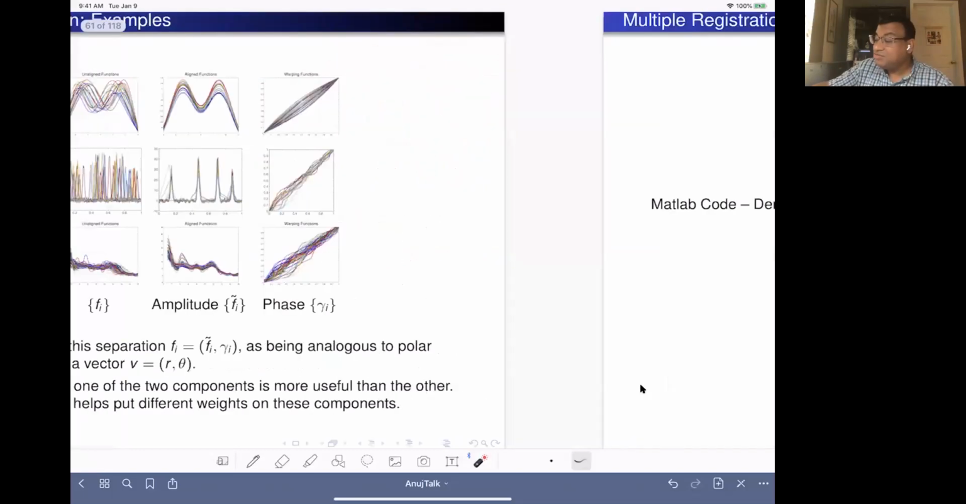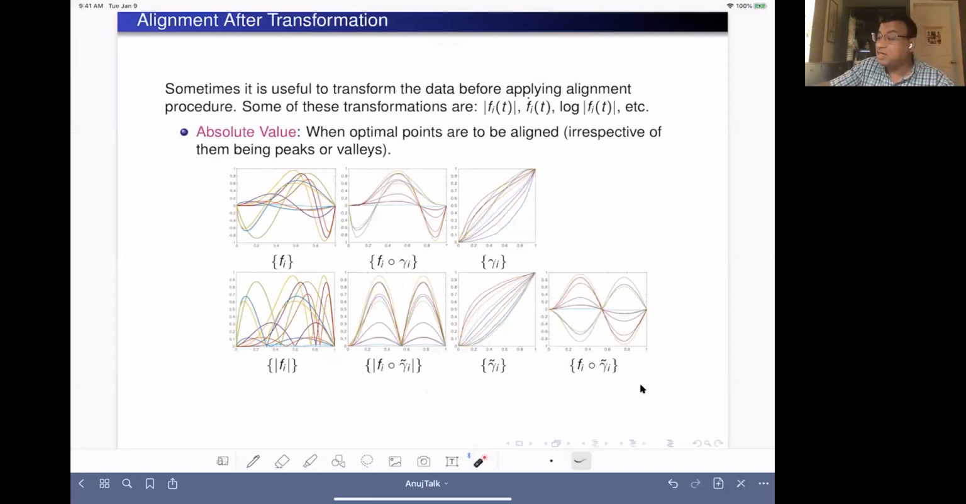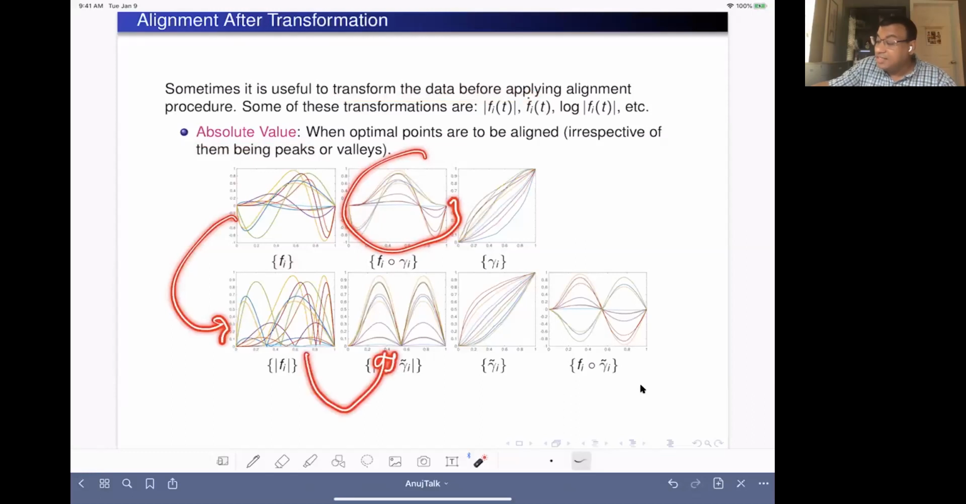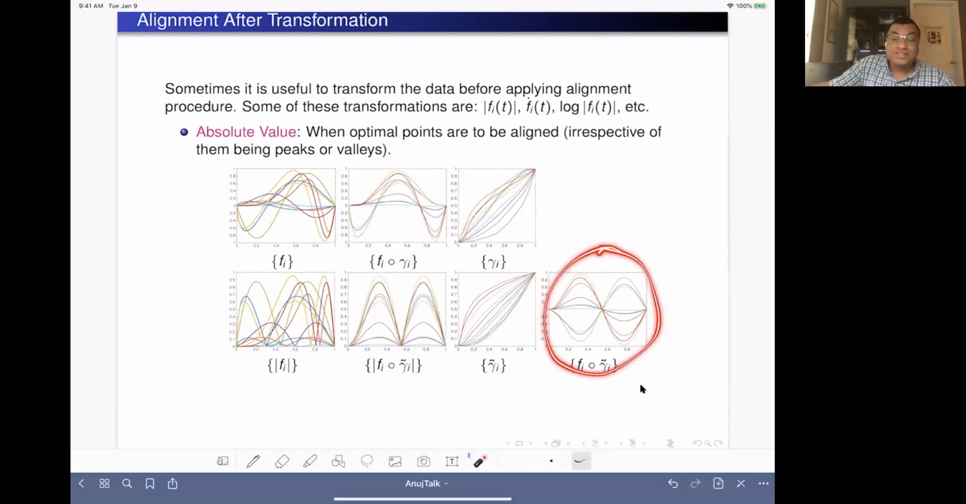Sometimes it's more convenient to work with some transformation of the function rather than the functions themselves. For example, you look at the absolute values of the functions, because you don't want to align peaks with peaks. Maybe you want to align all the critical points with all the critical points. If we just directly run the code on the original functions, we get this. We align peaks with peaks and valleys with valleys. Instead, if we first take absolute values of these functions, align them, and apply these warping functions to the original data, we get a slightly different kind of alignment. And in some applications, that might be more interesting.